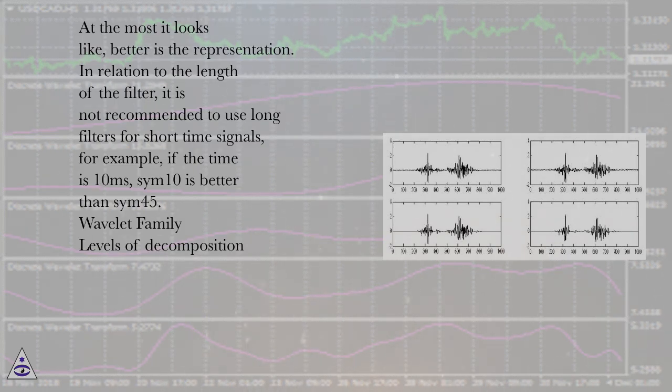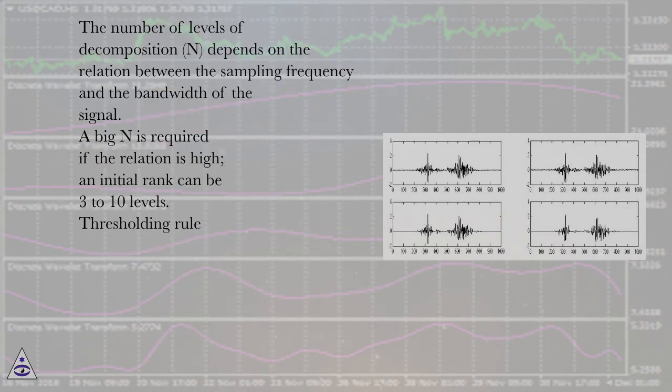Levels of decomposition. The number of levels of decomposition, N, depends on the relation between the sampling frequency and the bandwidth of the signal. A big N is required if the relation is high. An initial rank can be 3 to 10 levels.